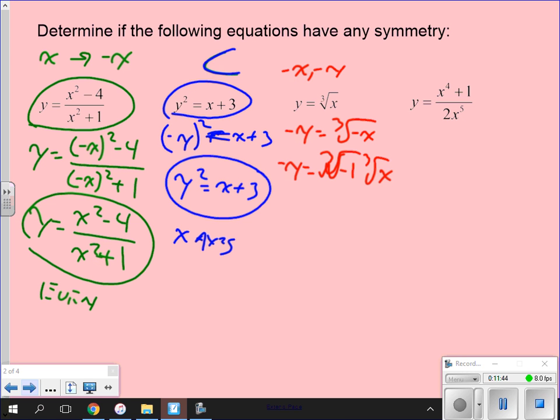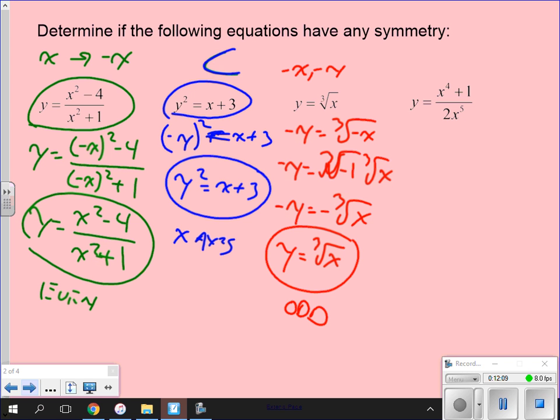Negative 1. So that means I have negative y equals negative cube root of x. Divide both sides by negative 1. Y equals the cube root of x. Look, I got the same thing back again. I replaced x with negative x and y with negative y. I replaced both of them. Got the same thing back again. That one's odd.